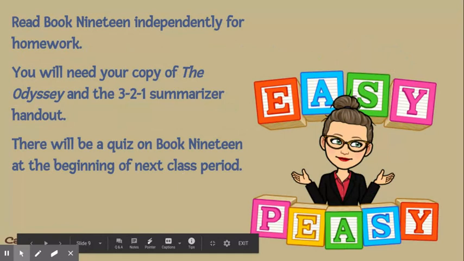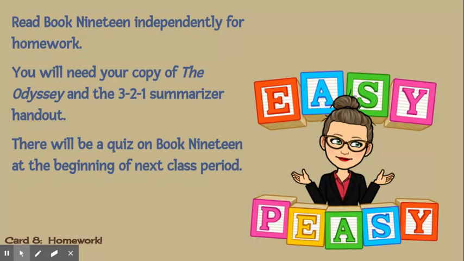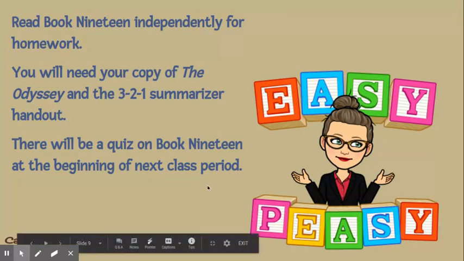For homework, if you didn't finish the Epic Similes handout, you're going to complete that as well as reading Book 19 independently for homework. You will need your copy of the Odyssey and the 3-2-1 Summarizer handout. And there will be a quiz on Book 19 at the beginning of the next class period.